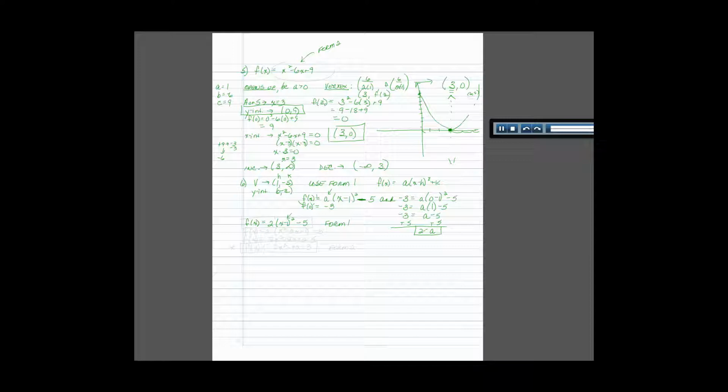We would FOIL this out and then distribute the 2 and then subtract a 5. So let's do it. f of x equals 2 times, FOIL that out and you're going to get x squared minus 2x plus 1. If you don't believe me, FOIL it out. Okay, keep going. f of x equals 2x squared minus 4x plus 2 minus 5. We're almost there. f of x equals 2x squared minus 4x minus 3. And now we have the equation two ways, in form 1 and in form 2. And if I ask you one of these questions, I'm going to want it in form 2. So you may want to go back and look at that.